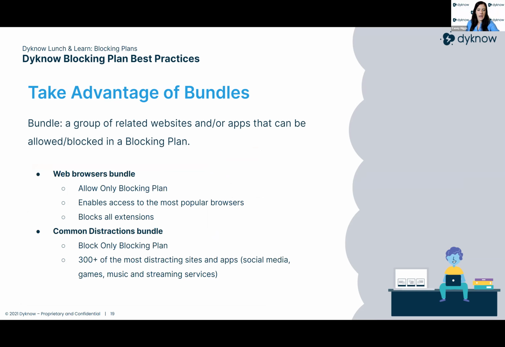The first one here is the web browsers bundle, and you would enter it into the applications field of an allow only blocking plan. When you do that, you're enabling students to access any web browser, but none of that web browser's extensions. So this is really, really helpful for teachers that are monitoring Chromebooks, since most of that activity happens within the Google Chrome browser. So they could access the browser, but none of the Google Chrome extensions.